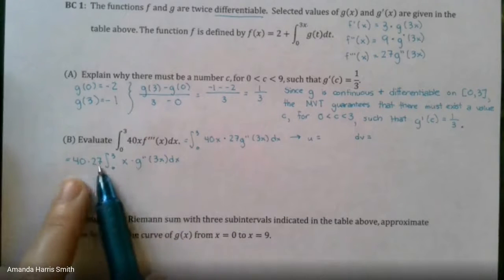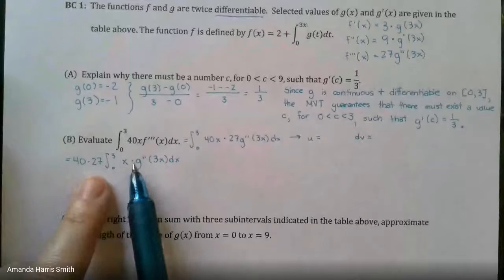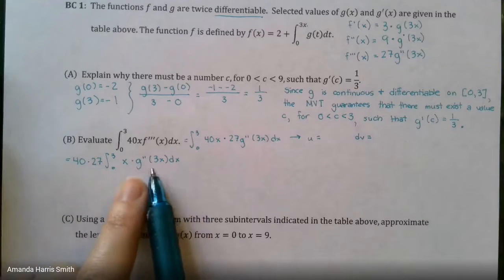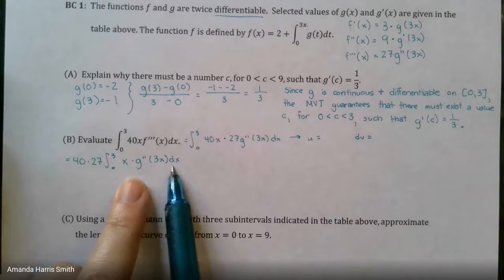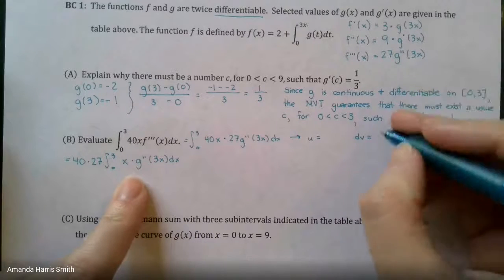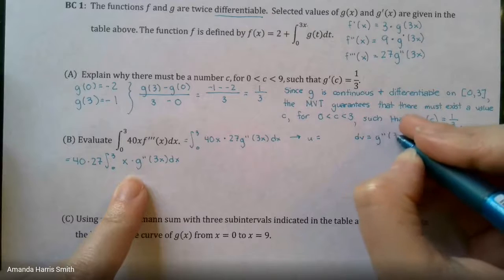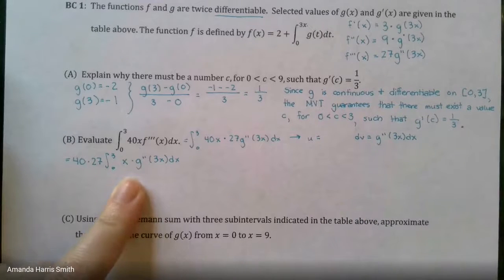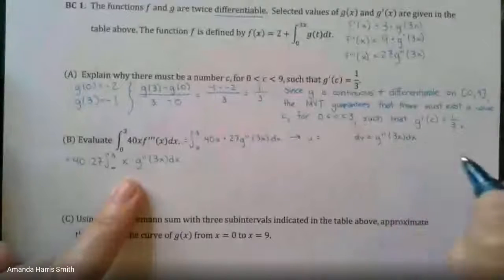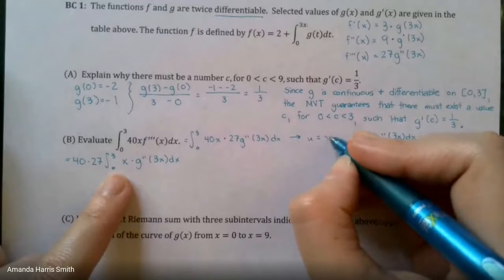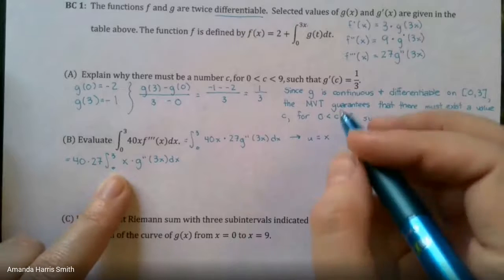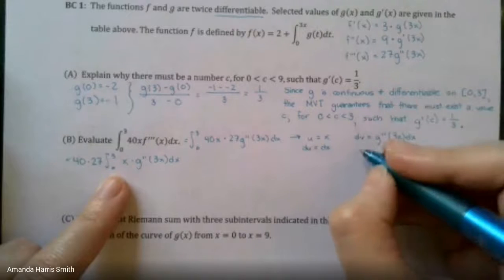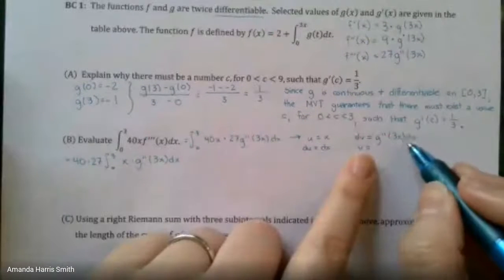So 40 times 27 times the integral from 0 to 3 of x times g double prime of 3x dx. Okay, so back at it. This is a derivative, so I want that to be my dv: g double prime of 3x, and I'll put the dx there because that's a derivative. u is everything else, so u will be x. All right, du will be dx. v will be the integral of this.